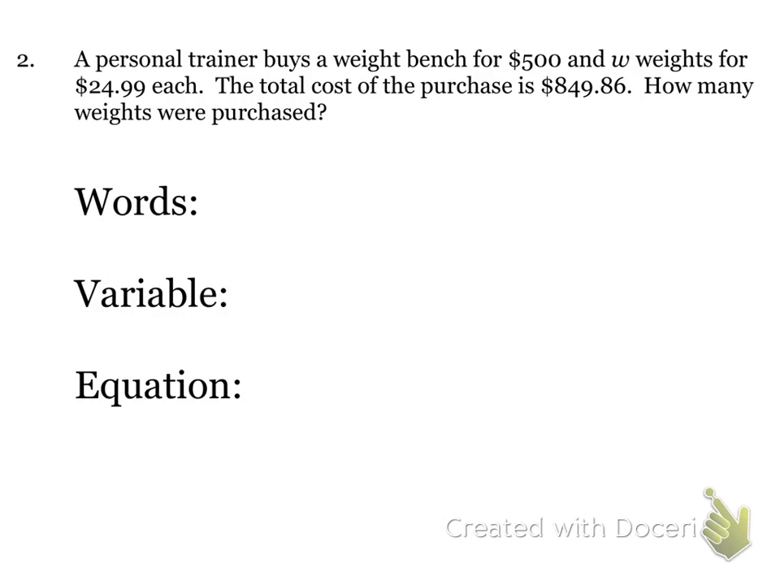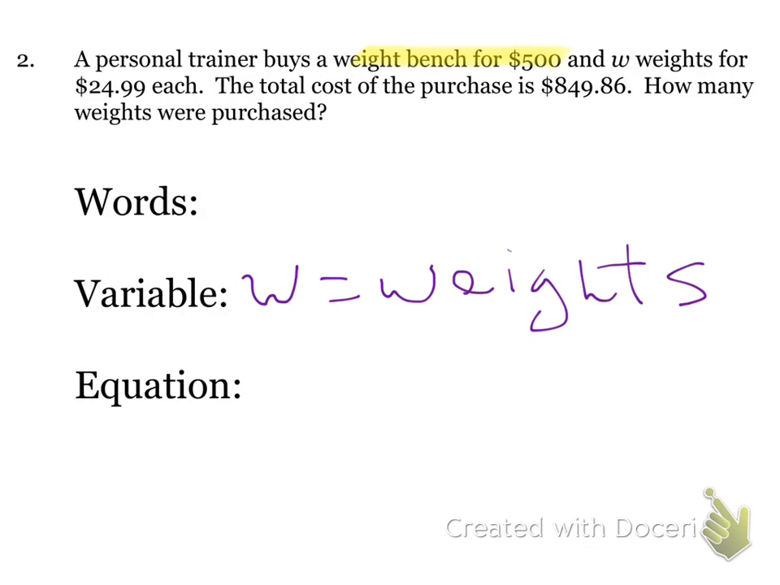A personal trainer buys a weight bench for $500 and W weights for $24.99 each. The total cost of the purchase is $849.86. How many weights were purchased? So it gives me my variable here. I know that I'm going to use W for my weights. In my words, I'm going to highlight weight bench for $500 and W for weights for $24.99 each. And I know that my total is $849.86. How many weights were purchased?